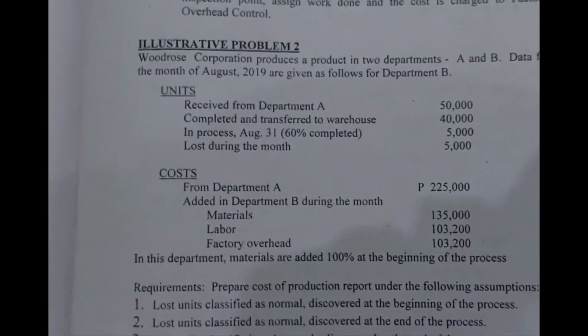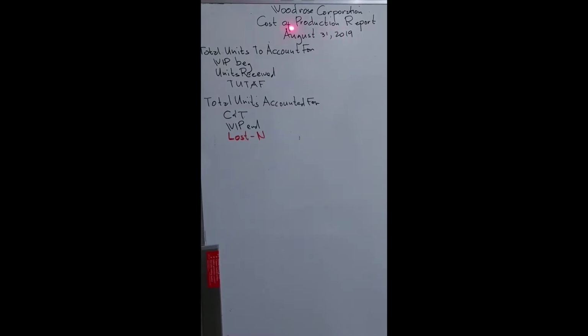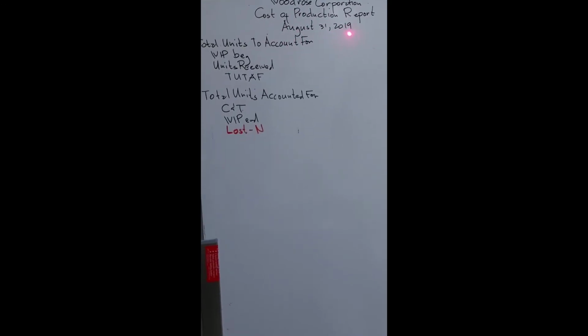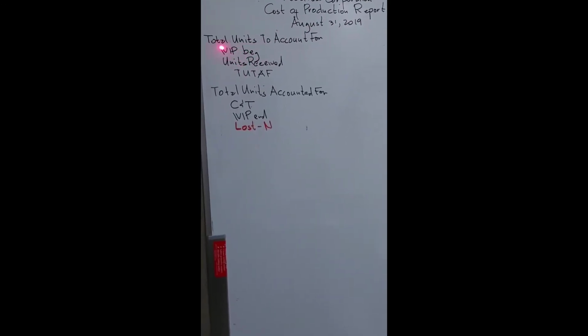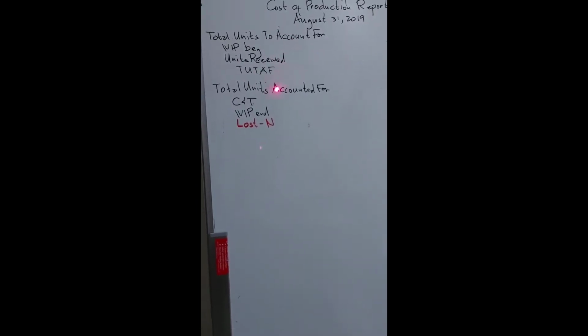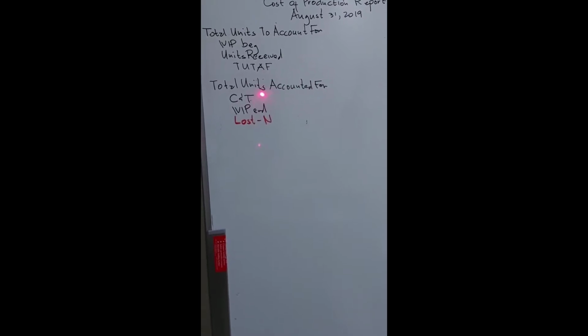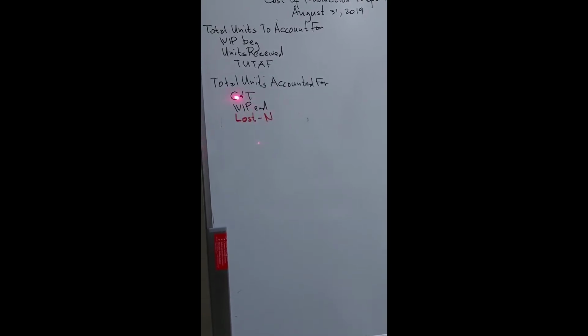Okay, so ganito yan. So since ang pinapagawa ay cost of production report, huwag kakalimutan yung heading: name of the company, then yung report na ginagawa natin, and yung period covered. So yung quantity schedule natin, total units to account for, dalawa pa rin yung laman: work in process beginning and units received. Tapos yun yung total units to account for. Yung total units accounted for, ito yung may mababago. So the completed and transferred and work in process ending. So madadagdagan ngayon ng loss units.